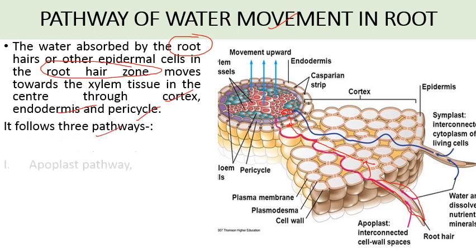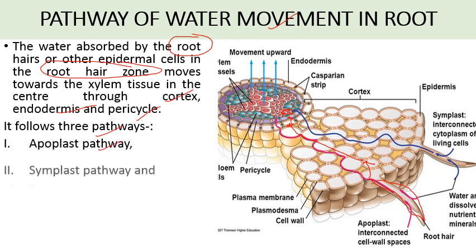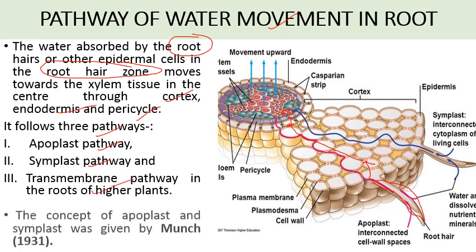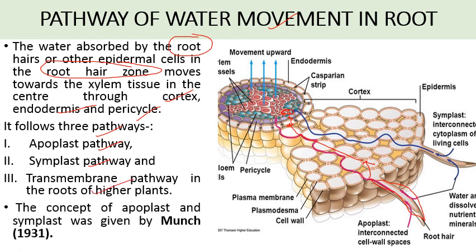So it follows three pathways. First one is apoplast pathway, second is symplast pathway, and third one is the transmembrane pathway in the roots of higher plants. And this concept of apoplast and symplast was given by Munch in 1931.